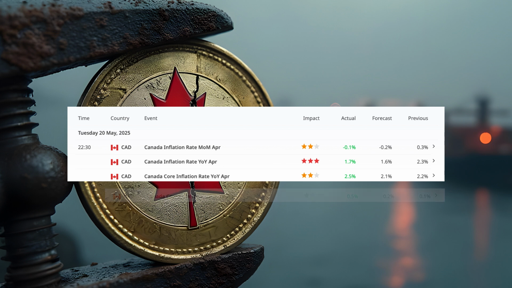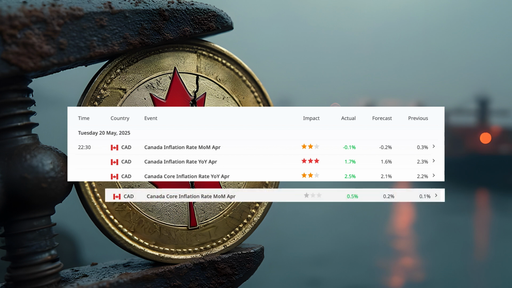The core CPI month over month was expected to be at 0.2%. It came in at 0.5% from the previous of 0.1. So a big increase, higher than the consensus and higher than the previous. And then the CPI month over month came in, as expected, at negative 0.1, as the previous was 0.3. So a slight decrease in inflation. So in a sense, mixed data. In my opinion, the Canadian dollar will maintain its range-bound sort of way in the coming weeks. So not much to expect from the Canadian dollar.